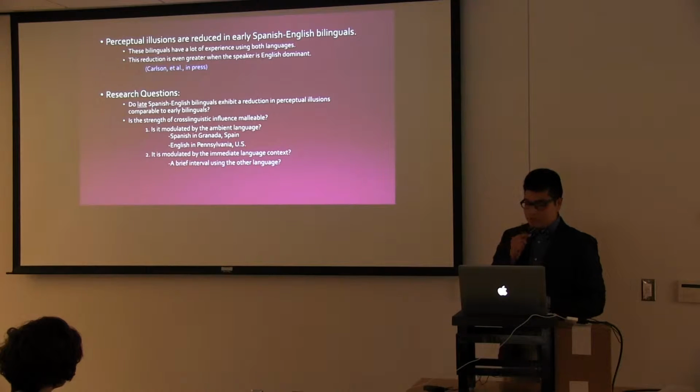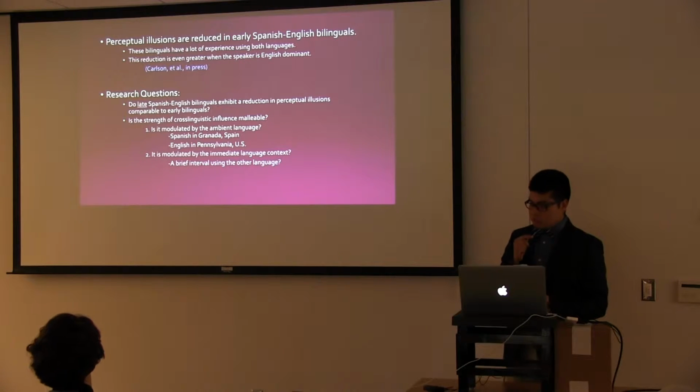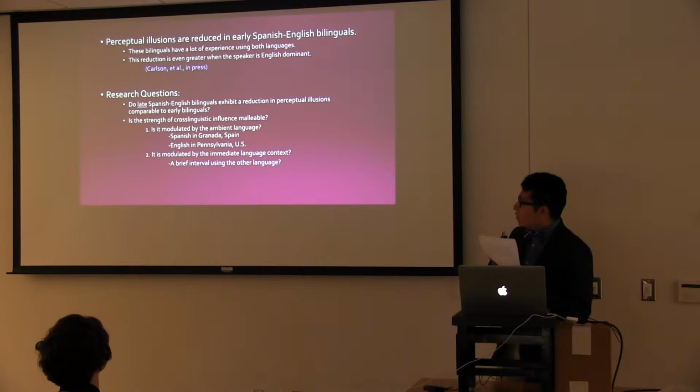Interestingly enough, Dr. Carlson's previous studies showed that early bilinguals exhibited a reduction in perceptual illusions because of their background English knowledge. Furthermore, the reduction was even greater when bilinguals were English dominant. However, will a reduction appear in late bilinguals that is comparable to early bilinguals? Early bilinguals have a lot of experience in both languages, while late bilinguals learned English at a much later point in life.